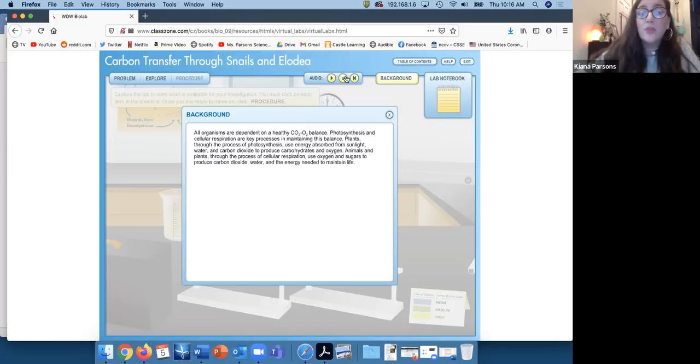Animals and plants, through the process of cellular respiration, use oxygen and sugars to produce carbon dioxide, water, and the energy needed to maintain life. So, animals and plants use oxygen in cellular respiration, but plants produce oxygen as a byproduct of photosynthesis. So, in an aquatic ecosystem, like in your aquarium, plants like elodea produce oxygen for the aquatic ecosystem.